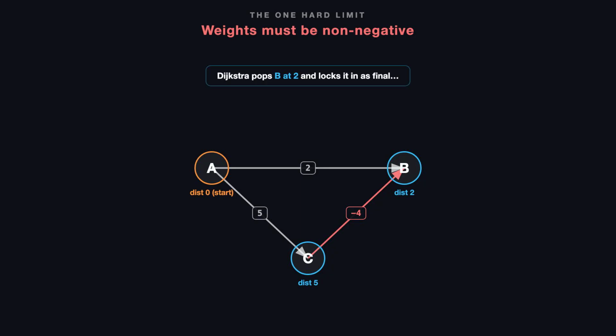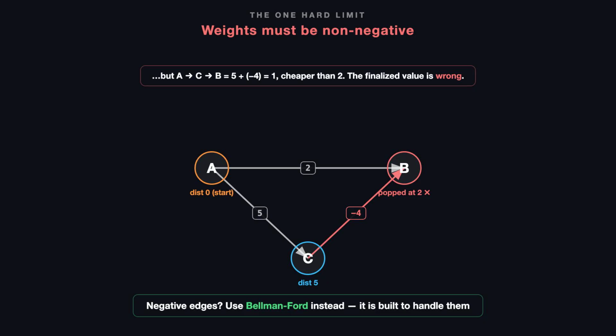But a negative edge can make a later detour cheaper. Watch. A to B costs 2. A to C costs 5. And C to B costs -4. Dijkstra pops B at 2 and locks it in. But the real shortest path is A to C to B, 5 minus 4, which is 1. That is cheaper than 2. The promise just broke. So negative edges are off limits for Dijkstra.